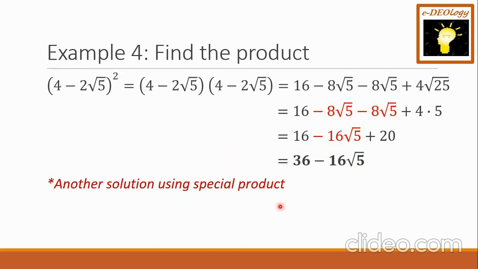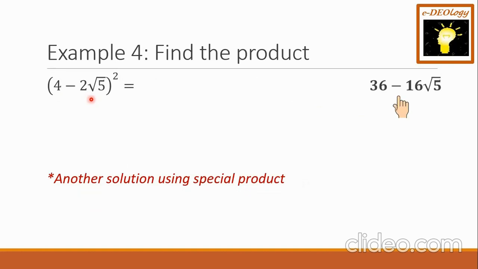There is another solution using a special product formula. So what I will do, I'm going to solve this same problem using the special product. First, I'm going to clear the board and then put the final answer on this side, the 36 minus 16 square root of 5. And I'm going to use the special product, the square of difference of two terms. In the answer, we will have three terms, so it means the x minus y quantity square is equal to these three terms, x squared minus 2xy plus y squared.